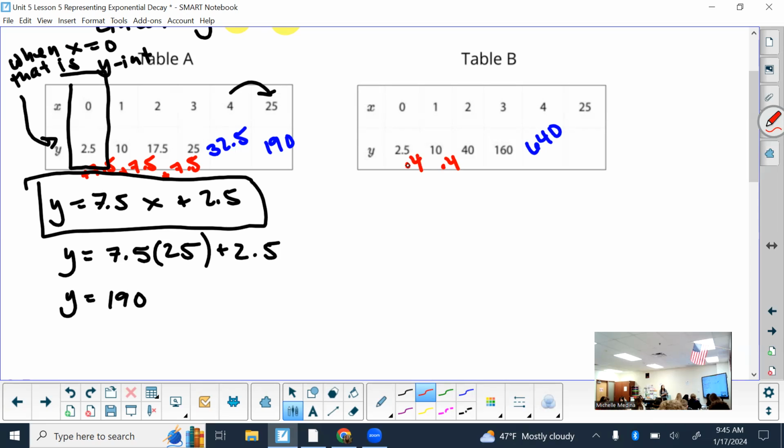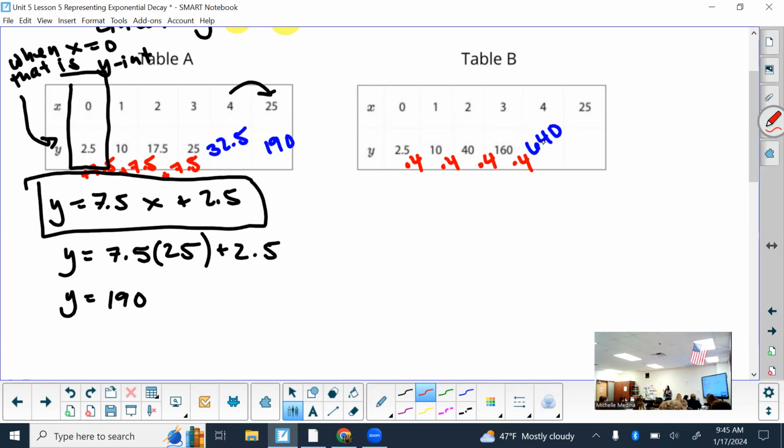2.5 times 4 is 10. 40 times 4 is 160. That times 4 is 640. Now, try following the pattern all the way up to 25. Your calculator stops at some point, the number is too big. But should it ask you, like it will on your constructed response for sure, you should probably make the equation to make your life a lot easier.